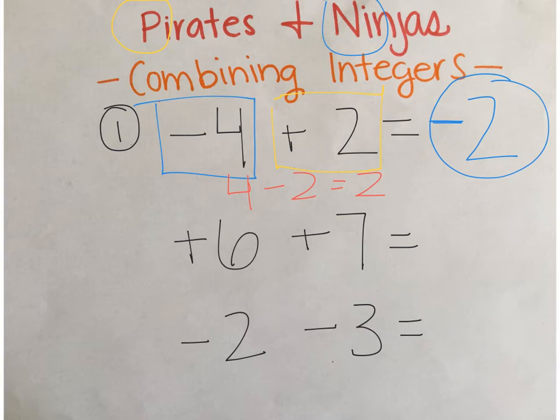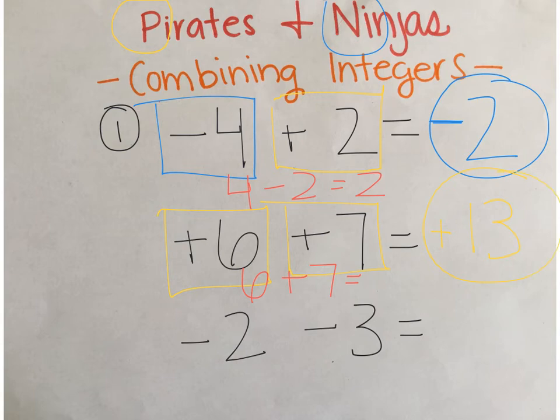Let's look at the next example. I have a positive 6 and a positive 7. Those are both pirates. When I have pirates and pirates, they are never going to fight. They will combine to make a larger force. So that means I'm going to end up with a positive number, and I'm going to add. I will add 6 plus 7. 6 plus 7 is 13. I will have 13 total pirates.